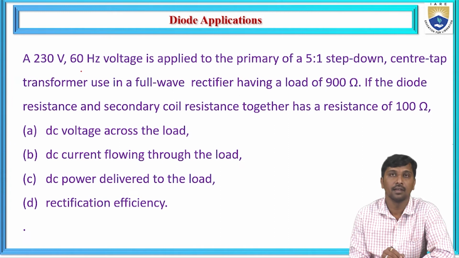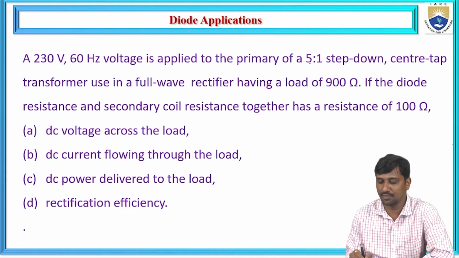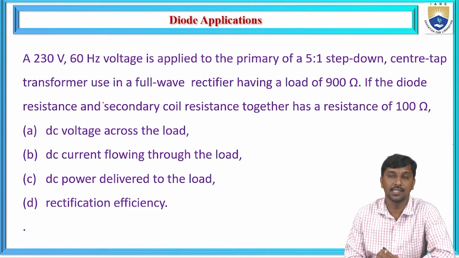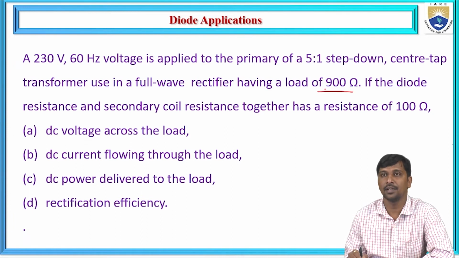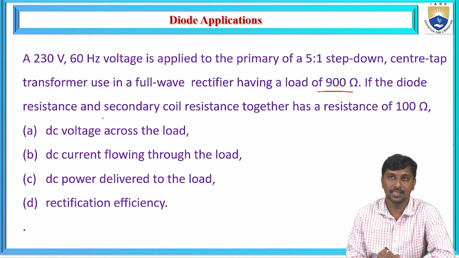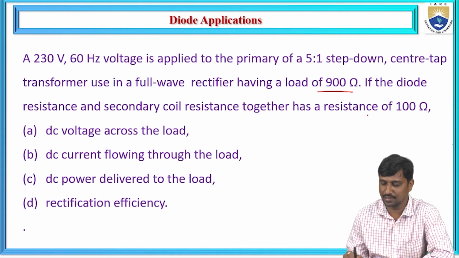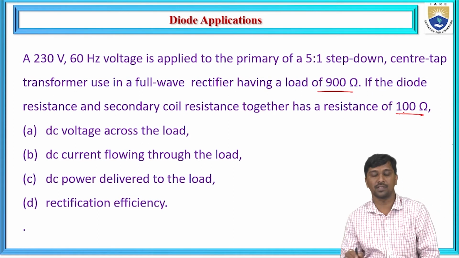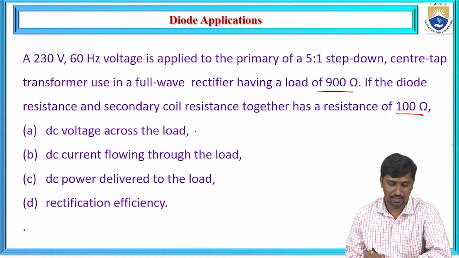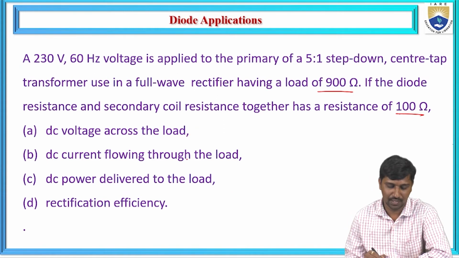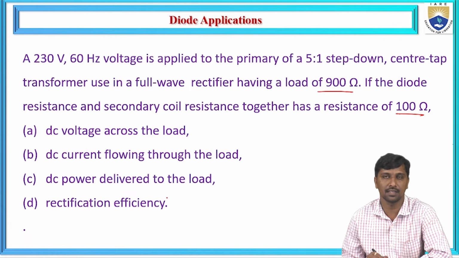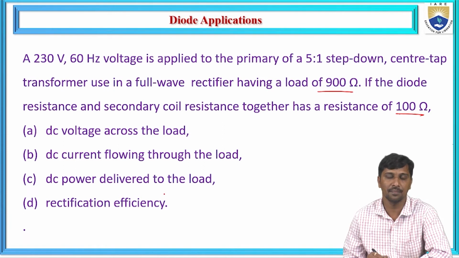Another problem. A 230 volts, 60 Hz voltage is applied to the primary of a 5:1 step down center tap transformer used in a full wave rectifier having a load of 900 ohms. The diode resistance and the secondary coil resistance together have a resistance of 100 ohms. Now we need to calculate the DC voltage across the load, DC current flowing through the load, DC power delivered to the load, and rectification efficiency. We need to calculate these 4 parameters here.